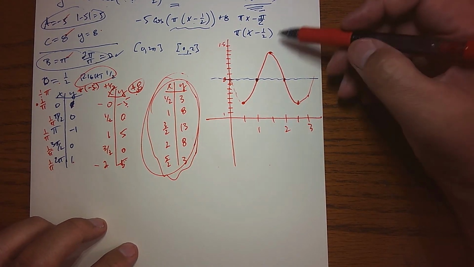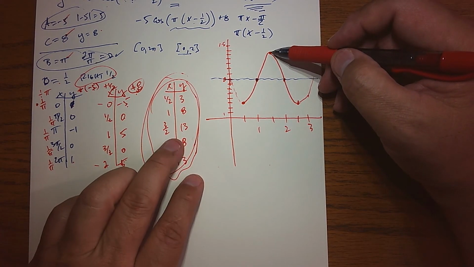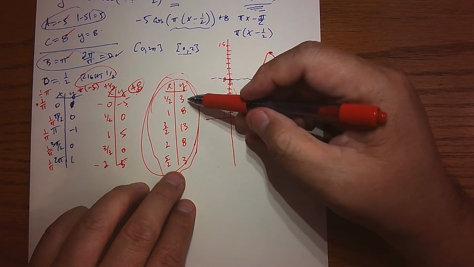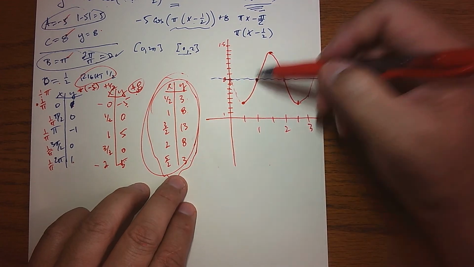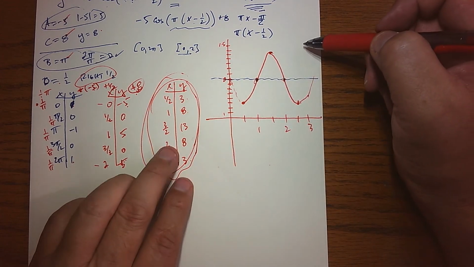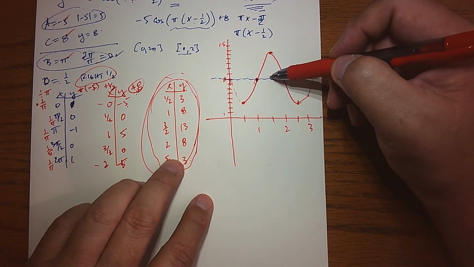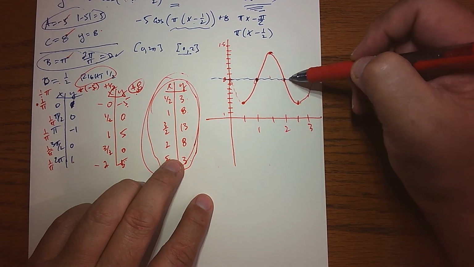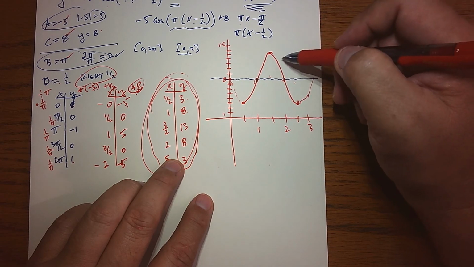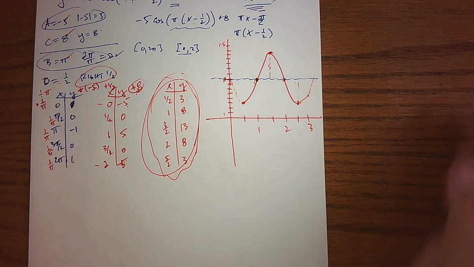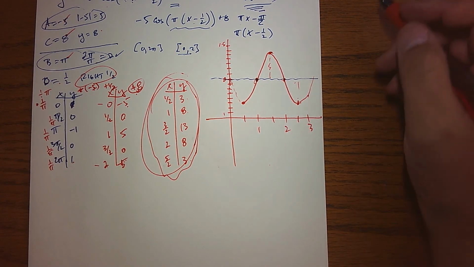We can clearly see where the high point is occurring. It's occurring at (3/2, 13). We can see the low points occurring at (1/2, 3) and (5/2, 3), and we can even see where we're crossing the equilibrium at (1, 8) and (2, 8). We see the equilibrium in play. We see that we're 5 units above it and 5 units below it, so we see the amplitude of 5 in both directions. Everything we need to see is pretty much there.